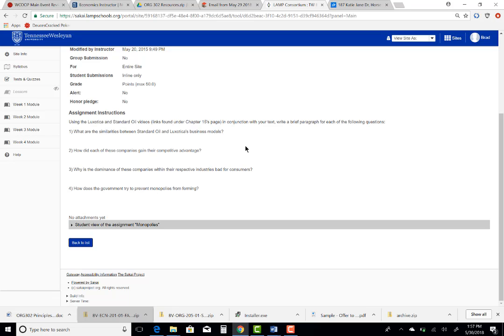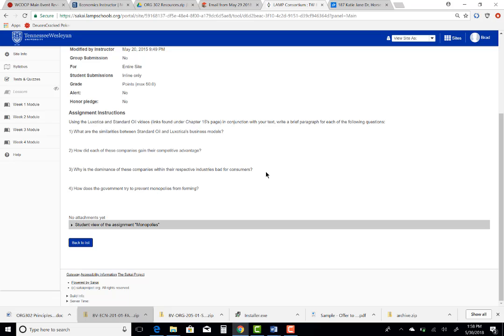Luxottica, maybe they didn't do things that were necessarily as unethical, but in both cases it ended up creating monopolies that were kind of bad for consumers. So the idea behind a monopoly is that if you don't have competition, these companies don't have an incentive to compete on price. They don't necessarily have to offer lower prices, so consumers are hurt. We like competition in the economy.